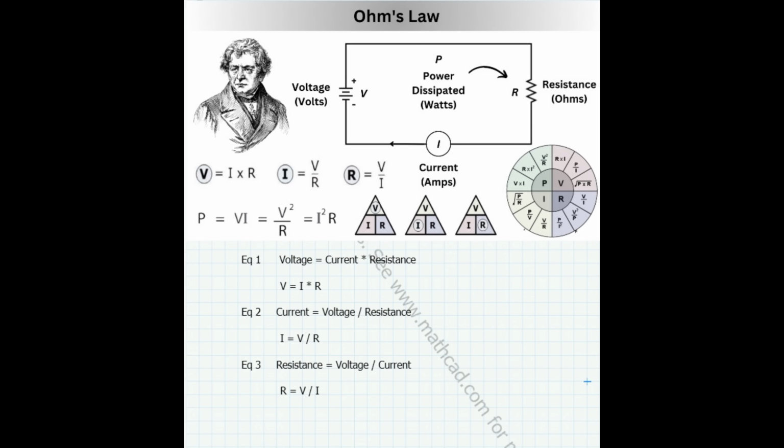Our next subject is Ohm's Law, named after the German physicist Georg Simon Ohm, and goes as follows. Ohm's Law states that the voltage across a conductor is directly proportional to the current flowing through it, with resistance being the constant of proportionality. This fundamental principle is crucial for understanding and calculating the behavioral characteristics of an electronic circuit, and is a cornerstone in the field of electrical engineering.